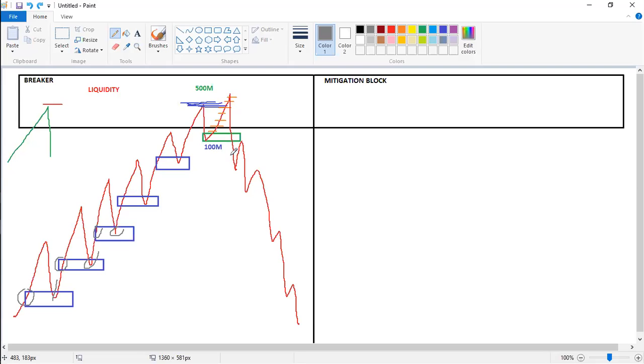So remember, a breaker, number 1, is used to take out liquidity, take out stop losses, either with the BMS or with a wick. That's like in type 1, 1.1 and 1.2. Then number 2, it has to fail. It's going to fail to make a higher low, a lower high. If it was a downtrend, it was going to be like this: lower low, lower high, return to order block.